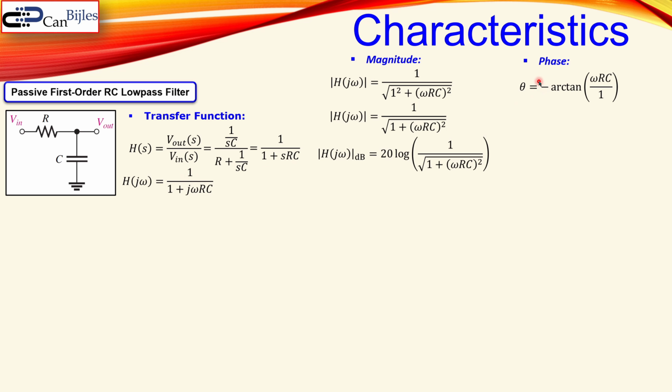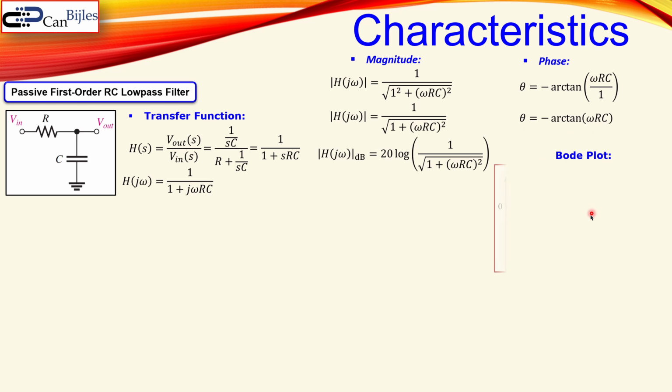So that's why I have you here 0 minus the arctangent of the imaginary part divided by the real part. That's actually shown here in a simple form. So the phase is dependent on the omega, the resistor R, and the capacitor C.